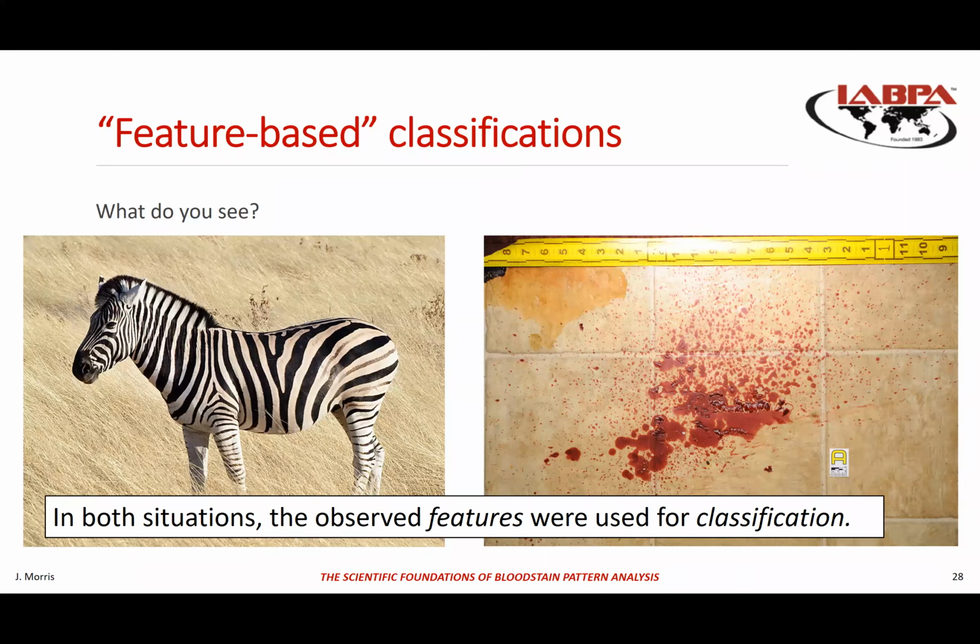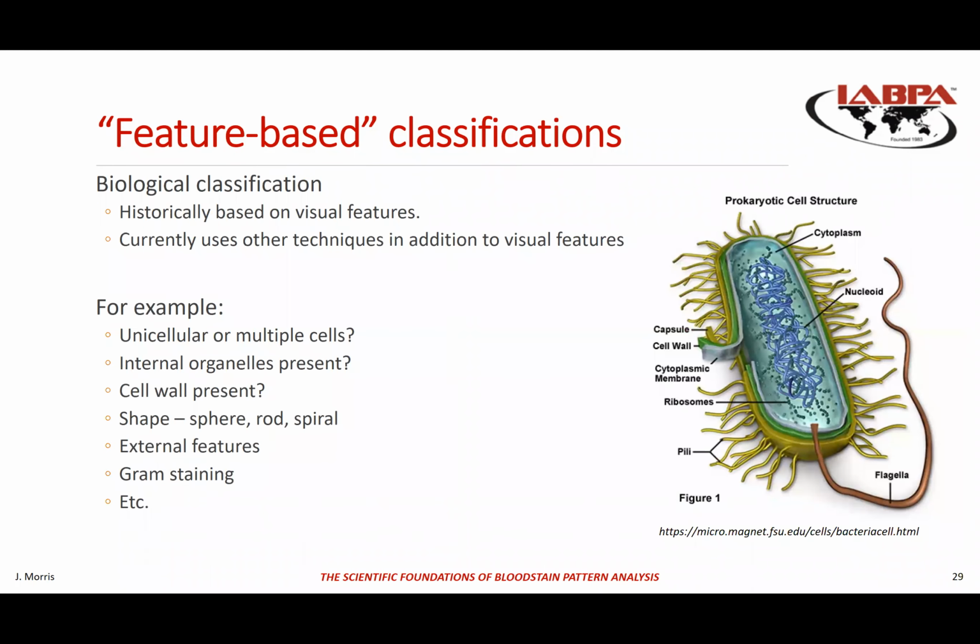In both situations, the observed features were used for the classification. But is that approach scientific? We're going to call this feature-based classifications. Is this used anywhere else? And it absolutely is. We're going to study or briefly discuss other sciences that use features, visual features, to classify things. And we'll start with biology.